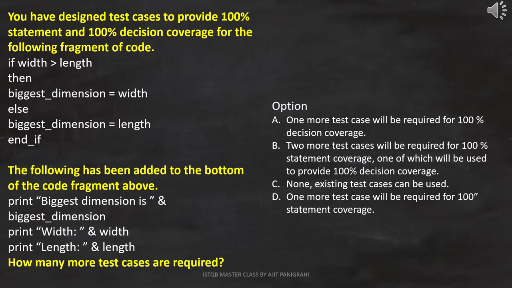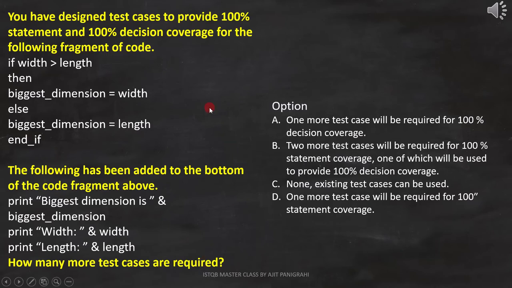Here the question is, you have designed test cases to provide 100% statement and 100% decision coverage for the following fragment of code. That means for this code, test case is available, and that test case covers 100% statement coverage and decision coverage. To this code, the following has been added to the bottom of the code fragment above. Now we have to find how many more test cases are required.